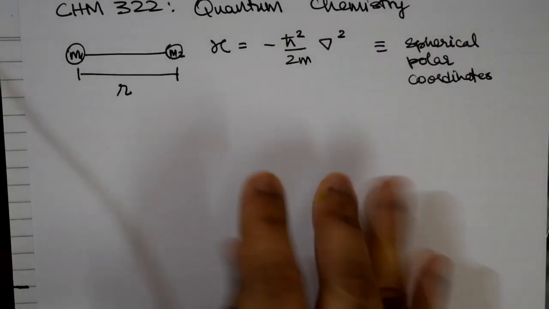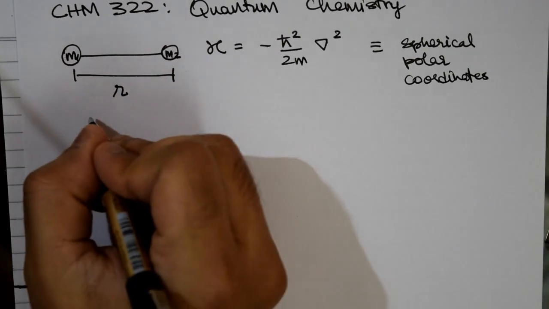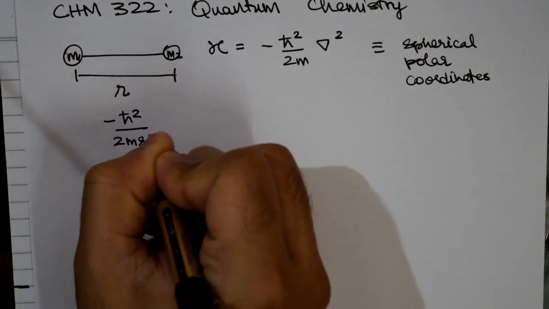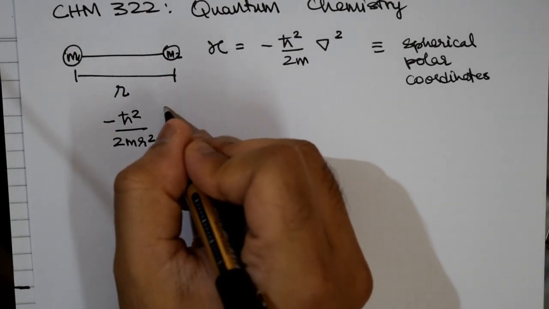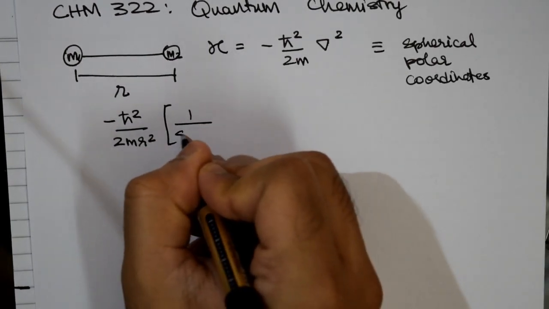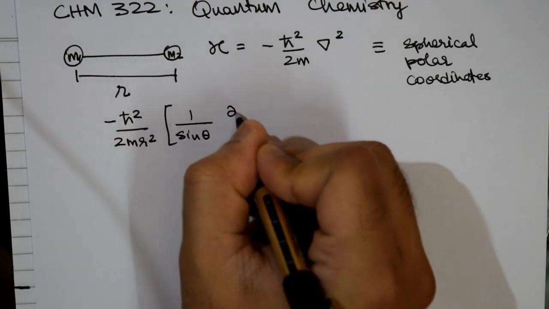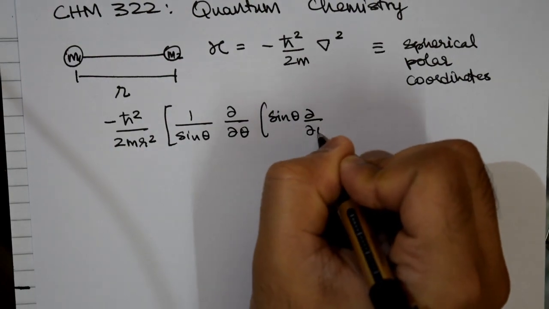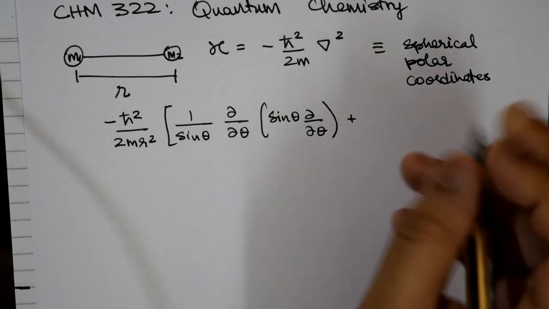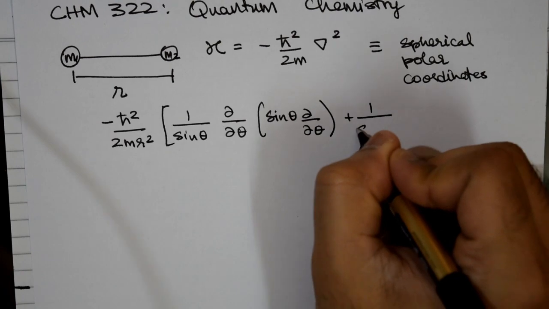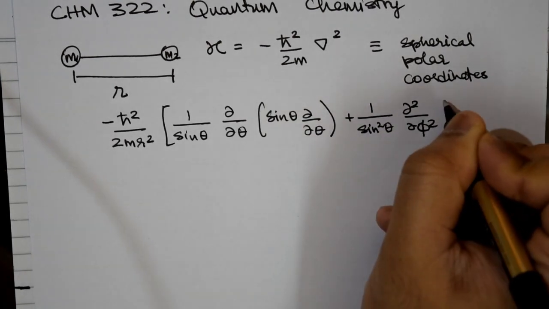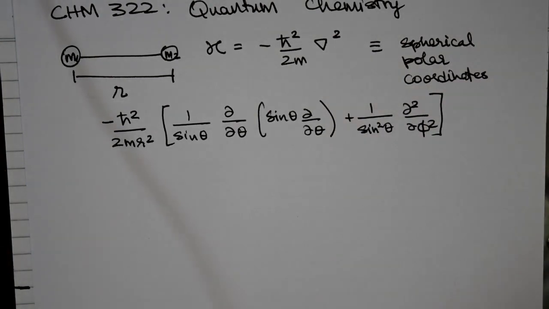And how did it look in spherical polar coordinates? The Hamiltonian ended up becoming minus h cross square by 2mr square, times 1 over sine theta d over d theta sine theta d theta, plus 1 over sine square theta dou square by dou phi square. This is how the Hamiltonian was written. This is for the system where r is constant.